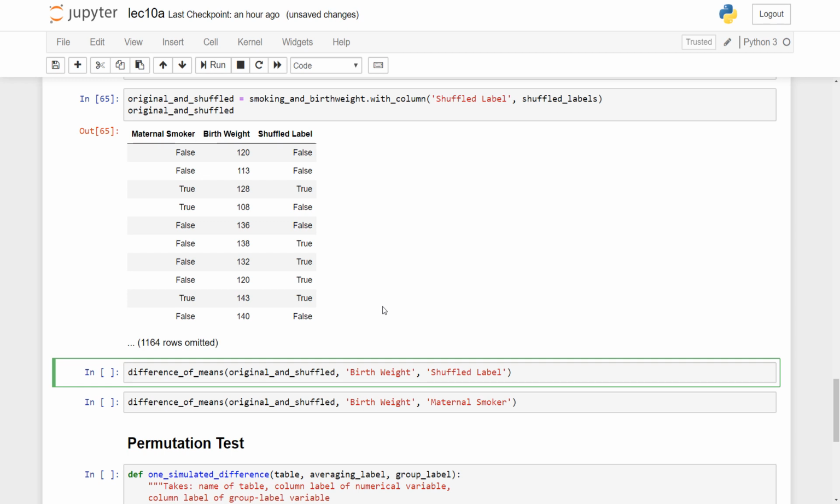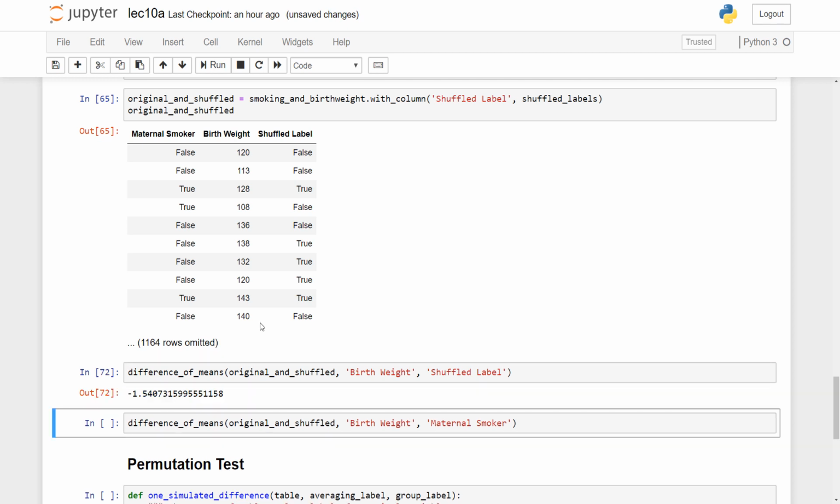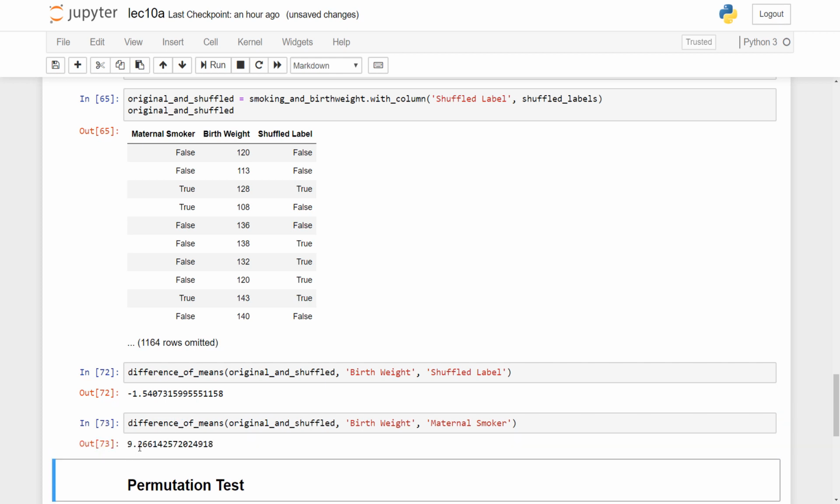Okay, now let's call the function using the new shuffled label column and see what we will get from one sample. So we got minus 1.54 from that one sample. Remember that the observed statistic value was 9.26. Okay, so that was just one sample, and this is the observed statistic. Of course, we cannot make any decision from these two values. We have to repeat the sampling multiple times as we did before.